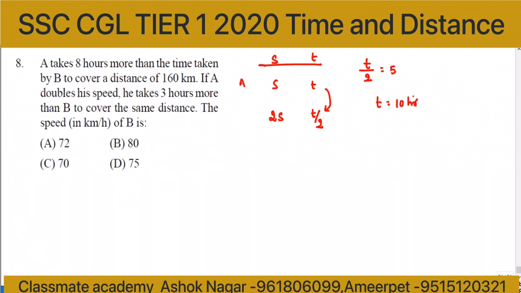10 hours. If A usually takes 10 hours, then B usually takes how much time? A is 8 hours more than B, so B must be 2. 2 plus 8 is 10, right? It is not plus 8, you need to do minus 8. So B usually takes how many hours? Just 2 hours. If B takes 2 hours to cross 160, therefore what is the speed of B? Speed of B is 160 divided by 2, 80 kilometers per hour.